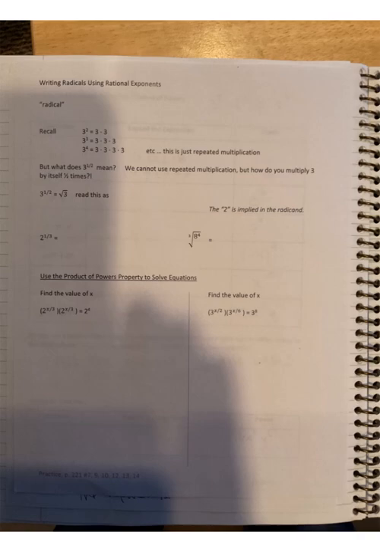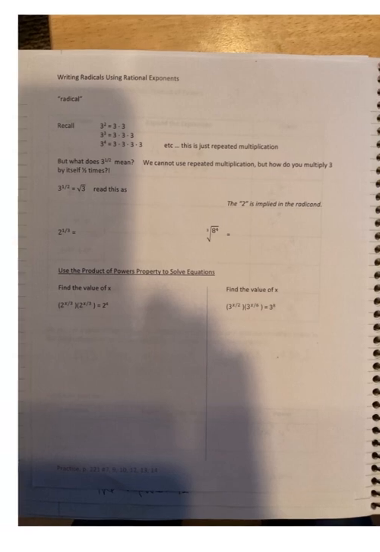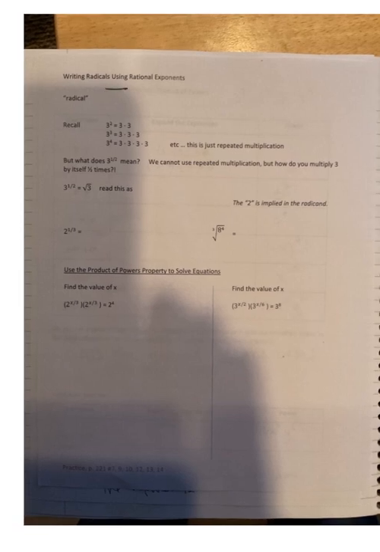We're writing radicals using rational exponents. So a radical is your square root symbol. That's your radical, or your radicand. You might hear me say this is the square root of 3, or radical 3, or rad 3. So take a look at the little recall.